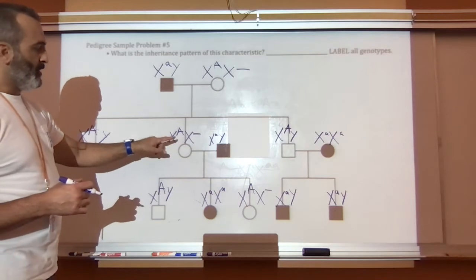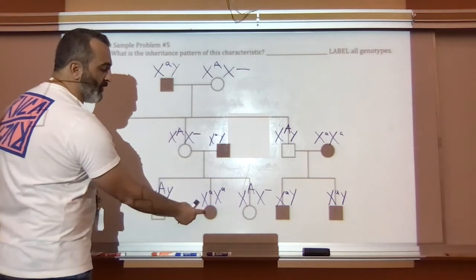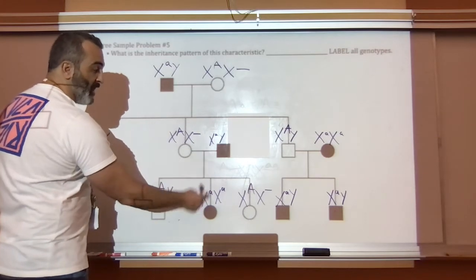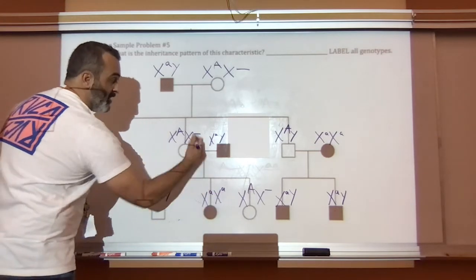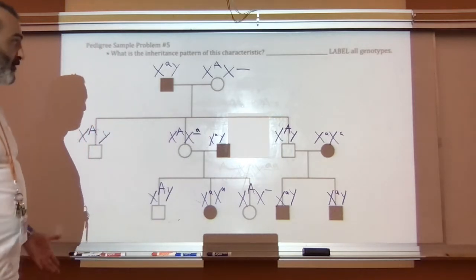Oh, look, X capital A, X blank, X lowercase a, Y. Well, look at this daughter here. That X small a came from dad. That little a had to come from mom, right there. Okay, there's the first one, all right?